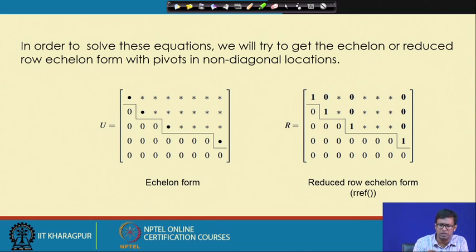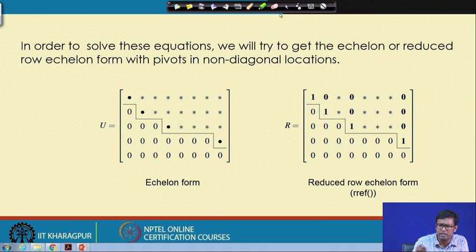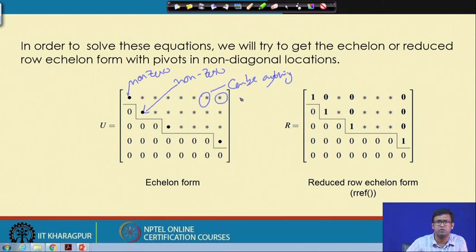The terminology echelon came from how to arrange soldiers in a battlefield, and it is a step-like arrangement. There will be zeros arranged in steps, and above 0 in any step there will be a non-zero number. So, this is a non-zero number, this is a non-zero number, all these black dots are non-zero numbers, and these stars can be anything, it can be a 0, can be a non-zero.